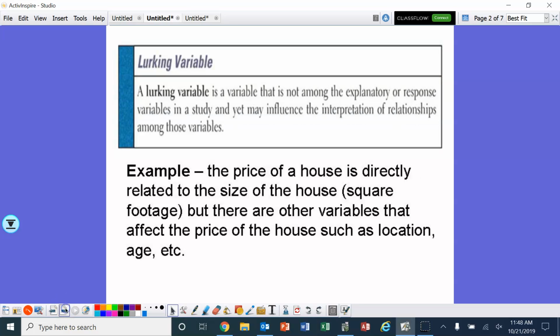The other word that I'd like to review real quick is the lurking variables. We talked about this when we were doing the scatter plots. Again, a lurking variable is a variable that is not among the explanatory or response variables in a study, and yet it may influence the interpretation of relationships among those variables. For example, the price of the house, the example that we used, is directly related to the size of the house, the square footage. However, there are other variables that affect the price, such as location, age, etc.